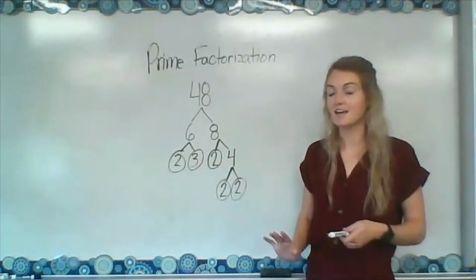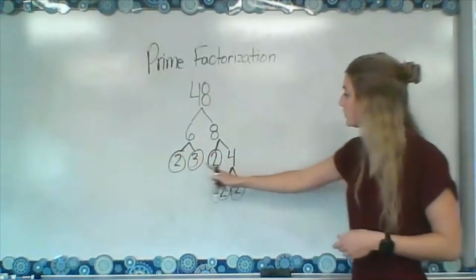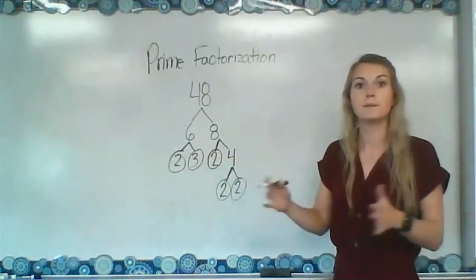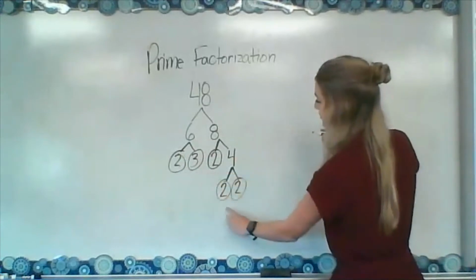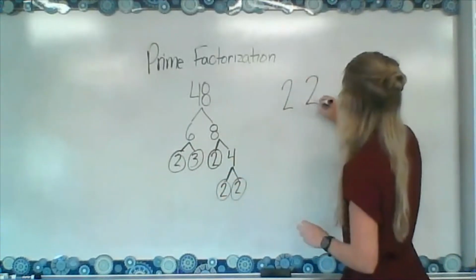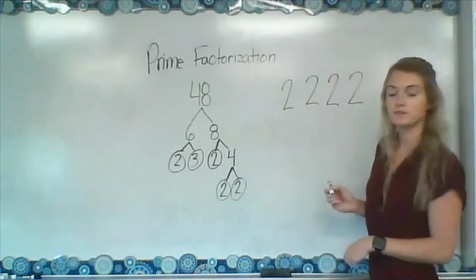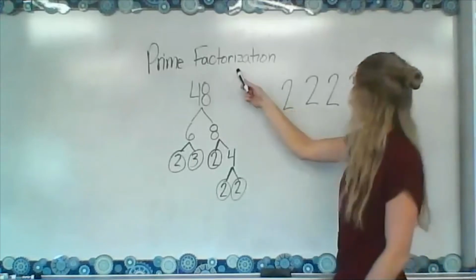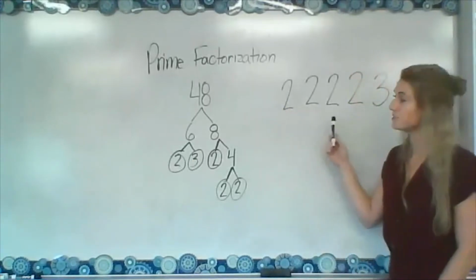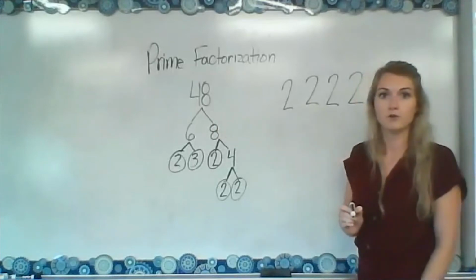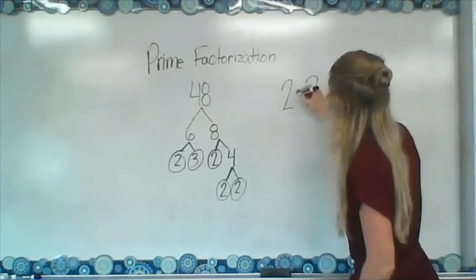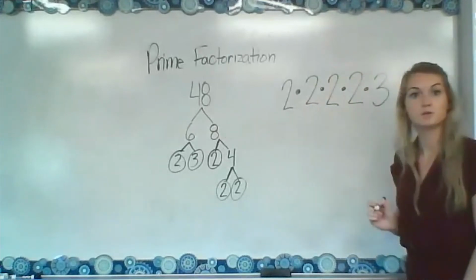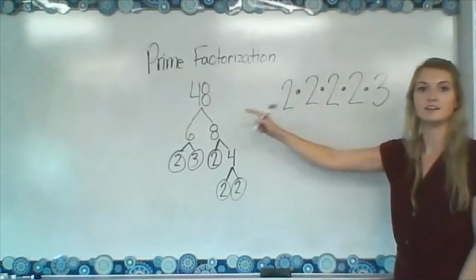Okay, and then the next step is to come over here and we want to write down the numbers that we circled in order from biggest to smallest. So I have 1, 2, 3, 4 2s and 1 3. Now these are prime factors, so these are all factors that if I multiply together, we'll get 48. So we're going to put a little multiply in between each one of those. That's multiplication. I multiply all those, I'm going to get 48.